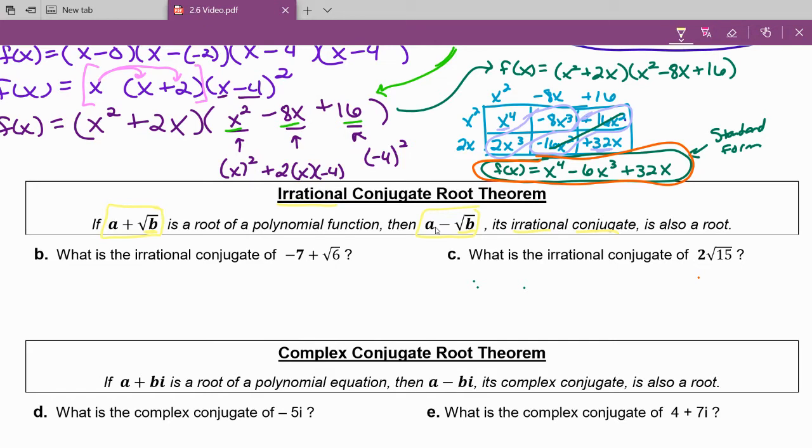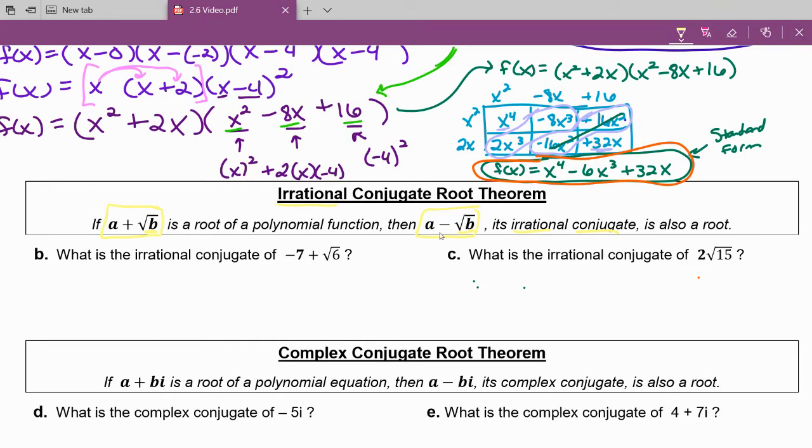So if you're told in your directions that you have a root of -7 plus the square root of 6, that means you also have another root, but be careful. Look at the a. The a is your rational number. The rational number does not change sign. It's the irrational number that changes sign. Just like when we are solving with quadratic formula, your negative b plus or minus the square root of b squared minus 4ac. So your a is kind of like where the negative b would be, and the square root is plus or minus the square root of b.